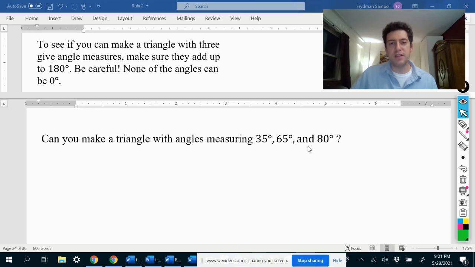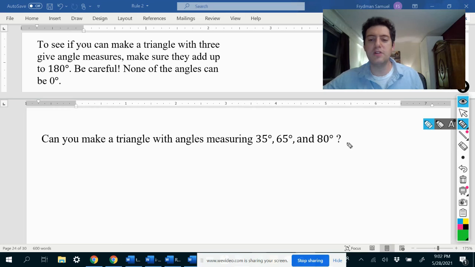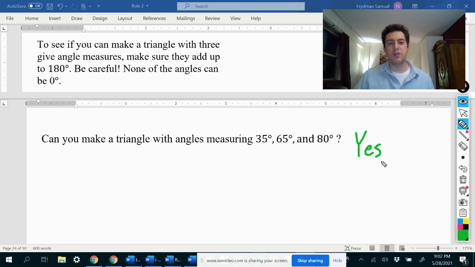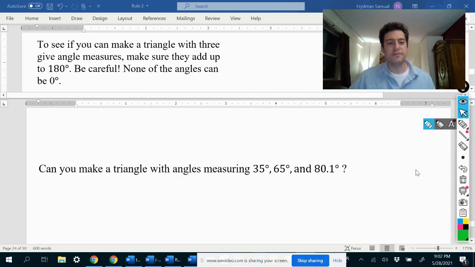Well, let's add them up and see if these add up to 180 degrees. 35 plus 65 is exactly 100. 100 plus 80 is 180. So yeah, the angles add up to 180 degrees. So the answer to this question would be yes. It would be possible to draw a triangle with these 3 angle measures. Let's move on to the next question.